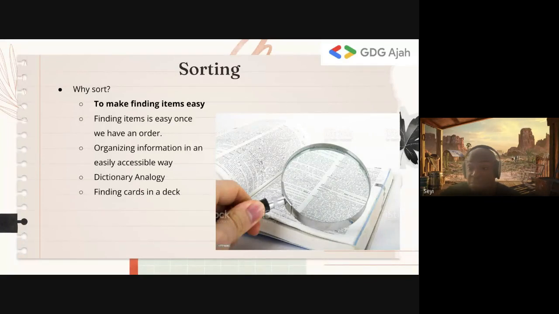As a person, you just open a page. You look at the index. You look at what you're looking for. Look at where it starts. So let's say you're looking for A and you're on B. You definitely know you need to go back like that. So a variation of that, which is binary search, is what helps us find items easily when they are sorted.